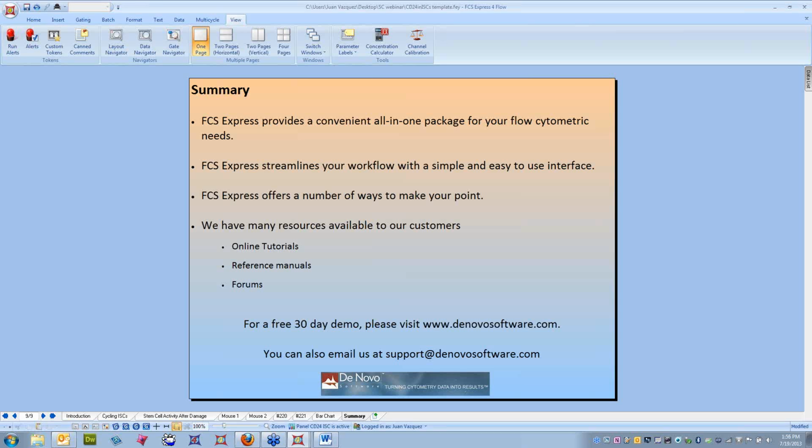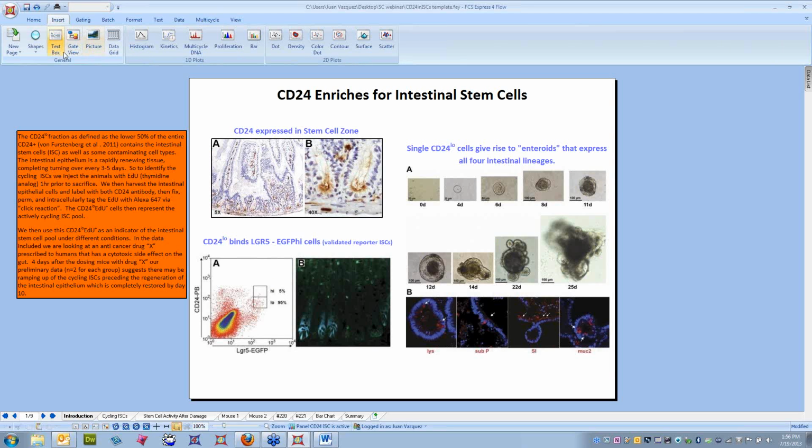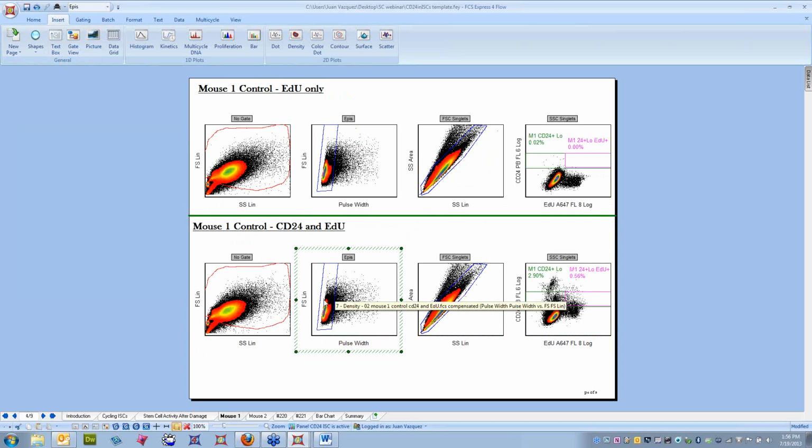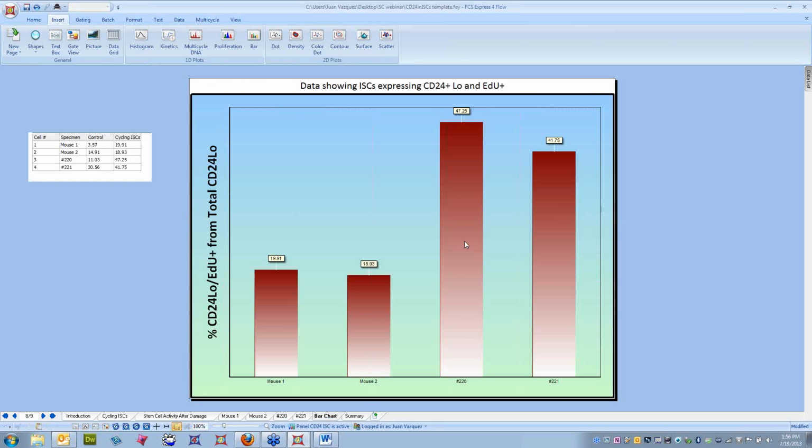There's no PowerPoint involved. It's a combination of slides with flow data. So as we go through each of these pages, we could insert pictures, text, just like you would in PowerPoint, and we can also do our flow analyses all at the same time. So just like with any flow software, you can move your gates, all your information updates automatically, and if you're viewing that information on a bar chart, as you saw before, the bar chart will update automatically as well.